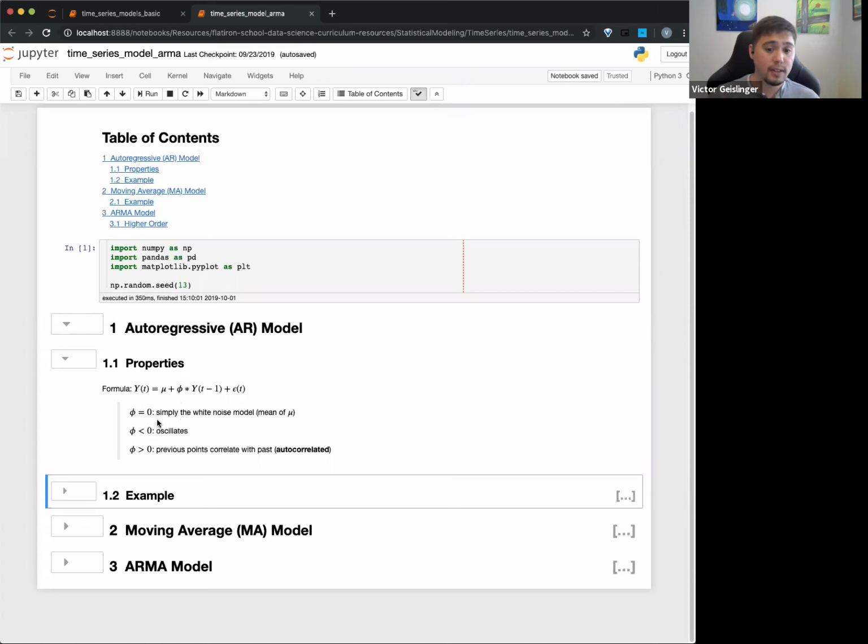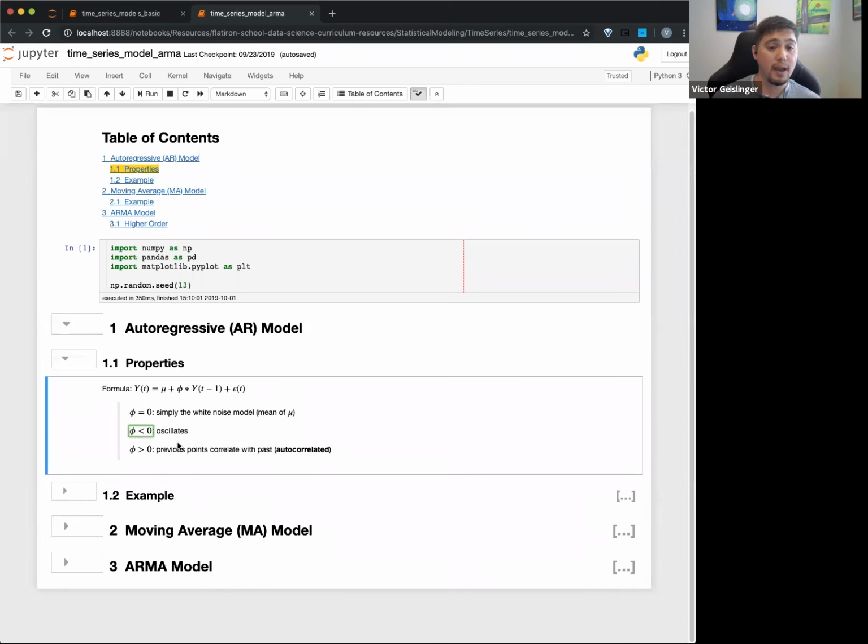So you can see, for example, if phi is equal to 0, essentially we have the white noise model with a mean of mu, because basically all we have is the white noise model. With 0 right here, the previous value doesn't count. And then plus some mu, it's always going to have a value. But phi less than 0, which is kind of interesting, is that it will actually oscillate.